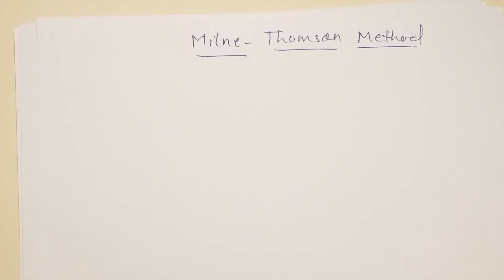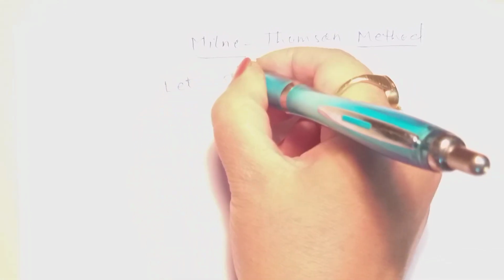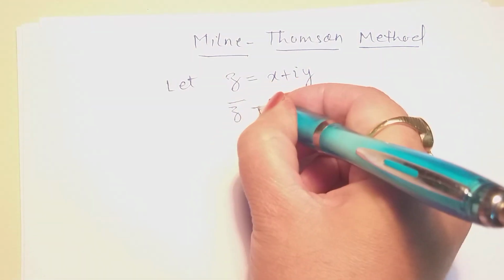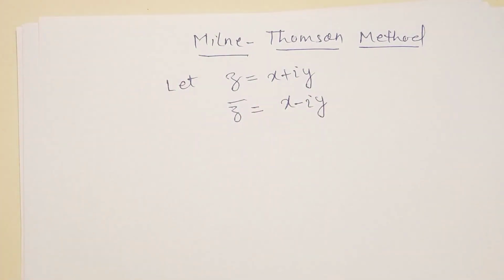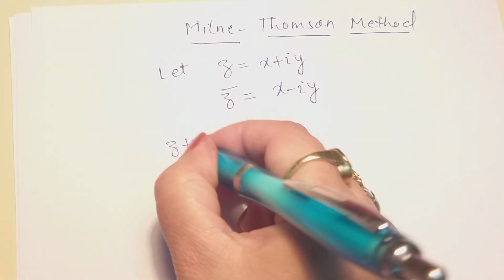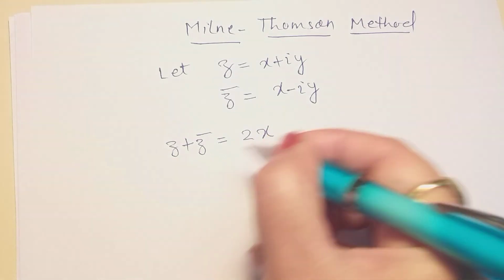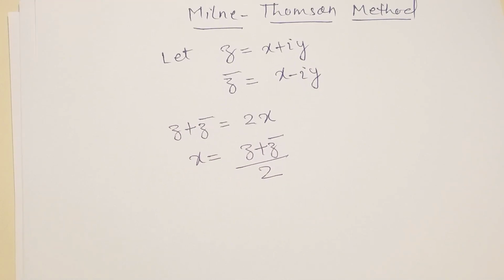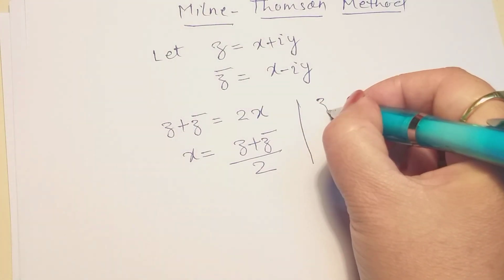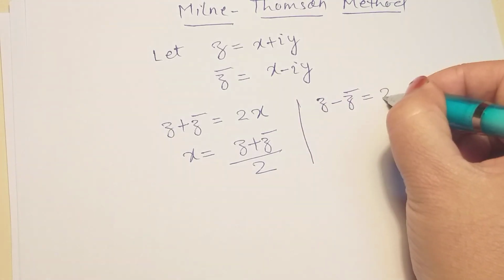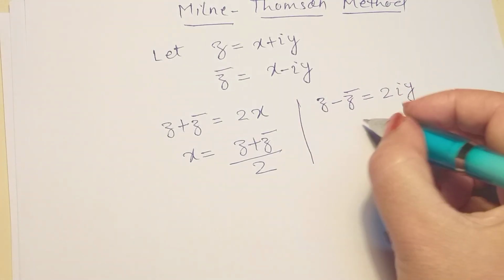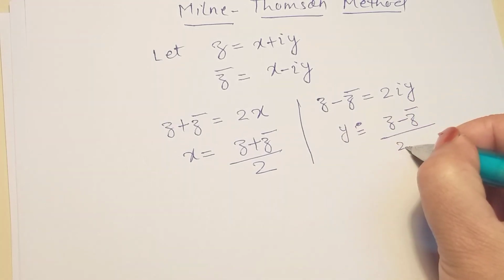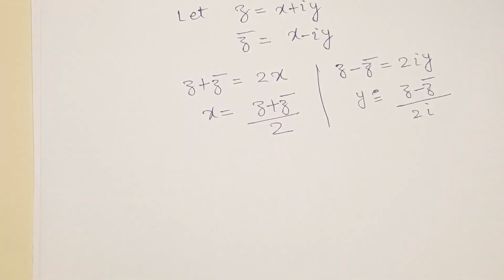Okay. So, we know that z is equal to x plus iota y and its complex conjugate z bar is equal to x minus iota y. Then z plus z bar is equal to twice of x, or x is equal to (z plus z bar) by 2. Similarly, z minus z bar is equal to twice of iota y, and y is equal to (z minus z bar) by twice of iota. Okay.